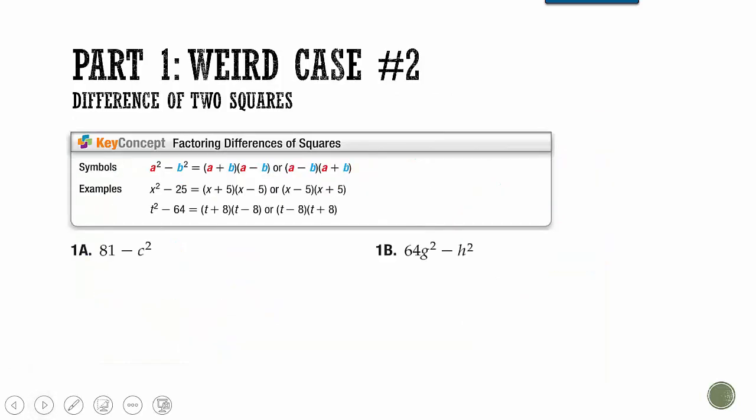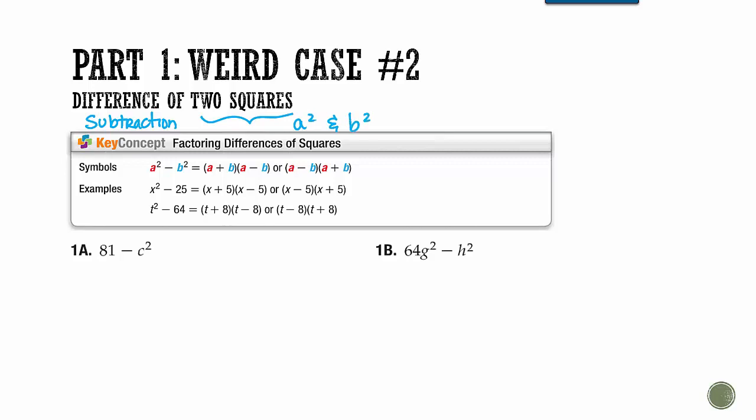Which brings us to this one. We'll do this one first because it's a little easier. The difference of two squares. So whenever you have a factor and you have two terms, from now on, I want you to check, is it a difference of two squares? So it needs to be subtraction, first of all. And then you also need to have two things that are squared, a squared and b squared.